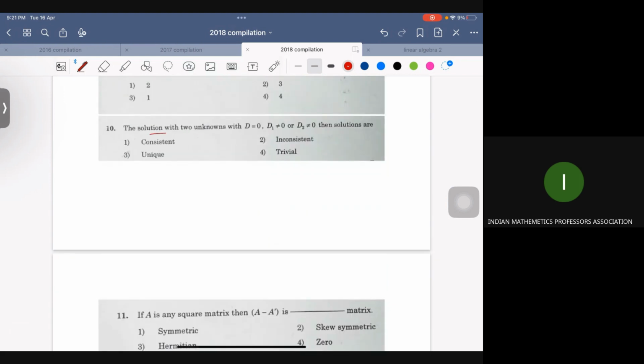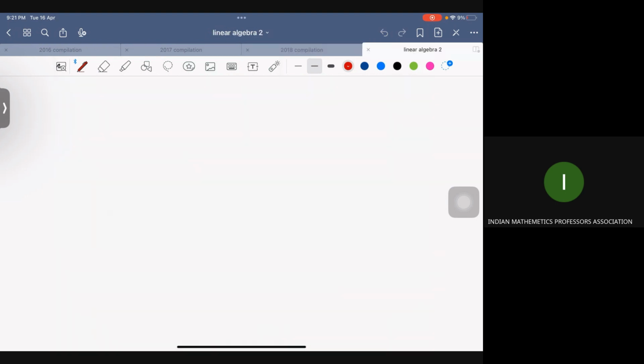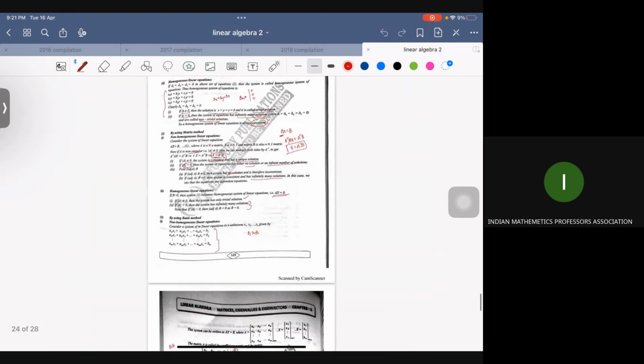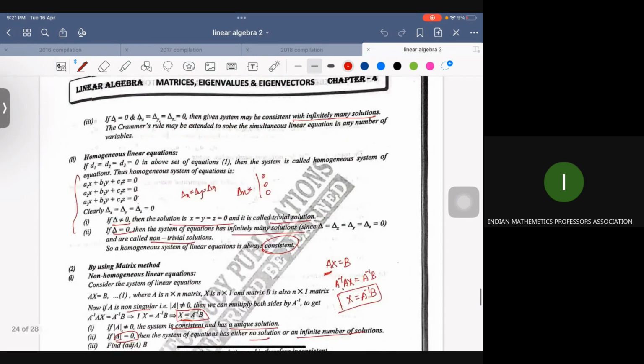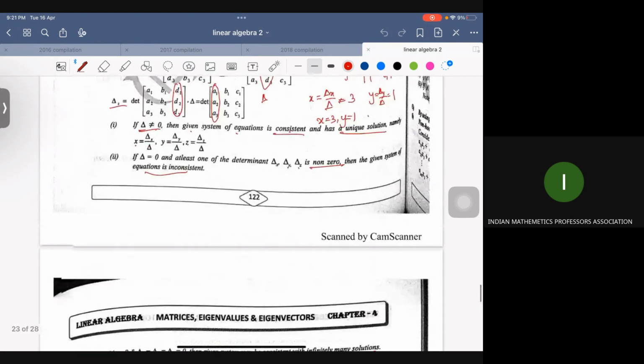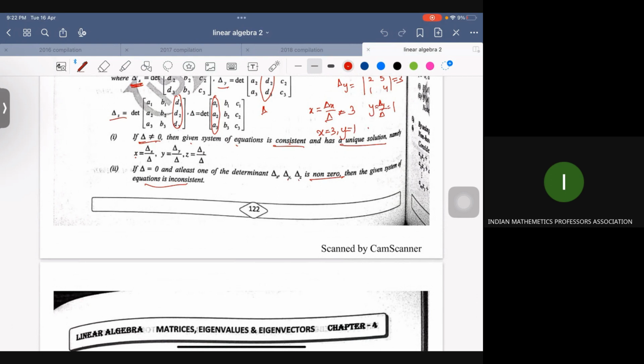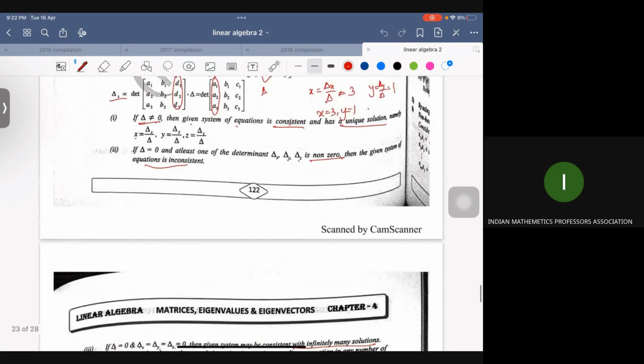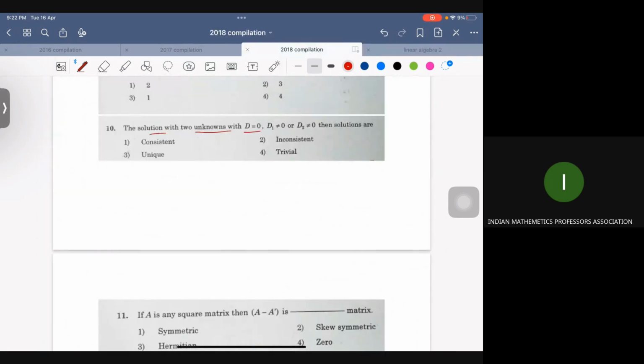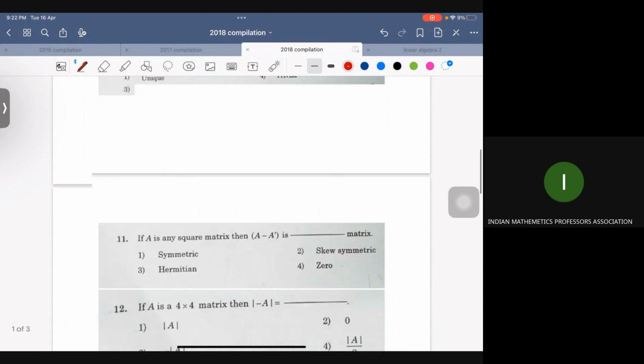For the solution with two unknowns, if the determinant is zero and any other determinants are not zero, then Dx and Dy non-zero means the solution is inconsistent.